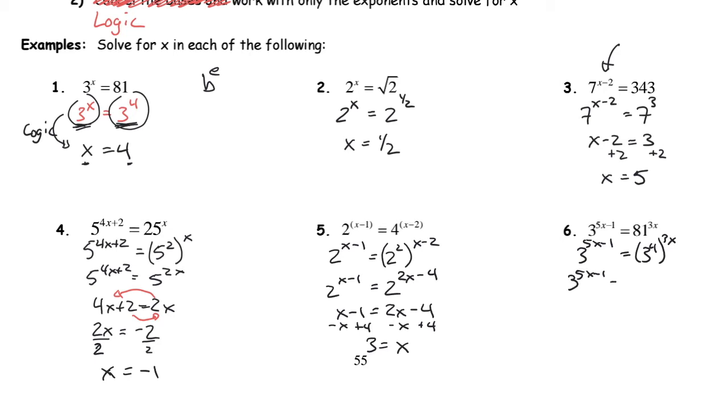And then on the right-hand side, I know that this is going to be 3 to the 12x. So now, if the bases are the same and the powers are the same, I know the exponents must be the same. So I'll bring the 5x over. So negative 1 is equal to 7x. And I'll divide and I'll get negative 1/7 is equal to x.